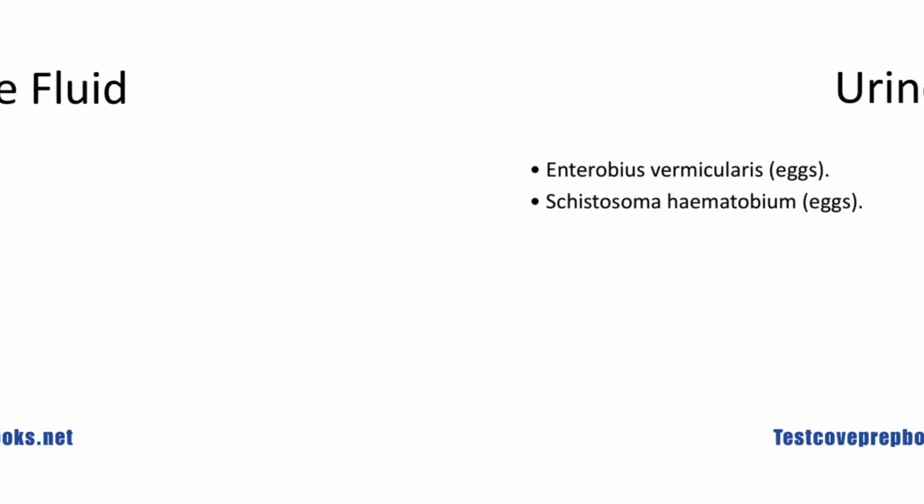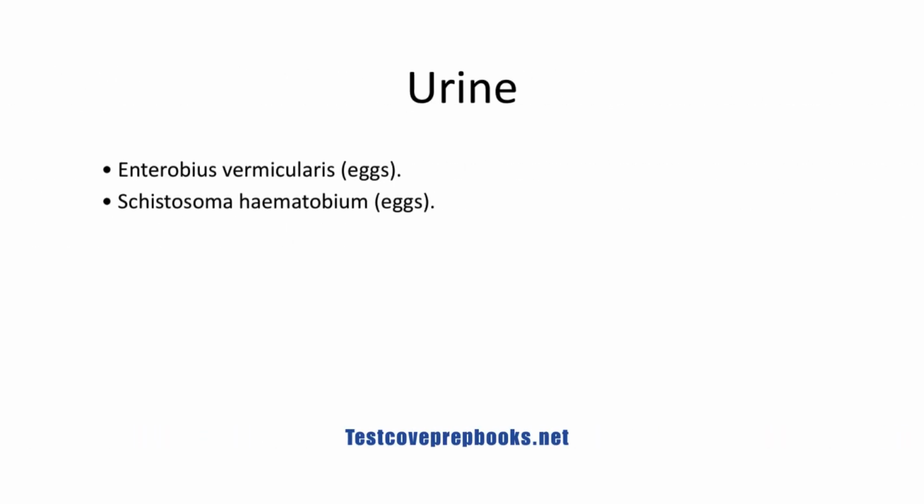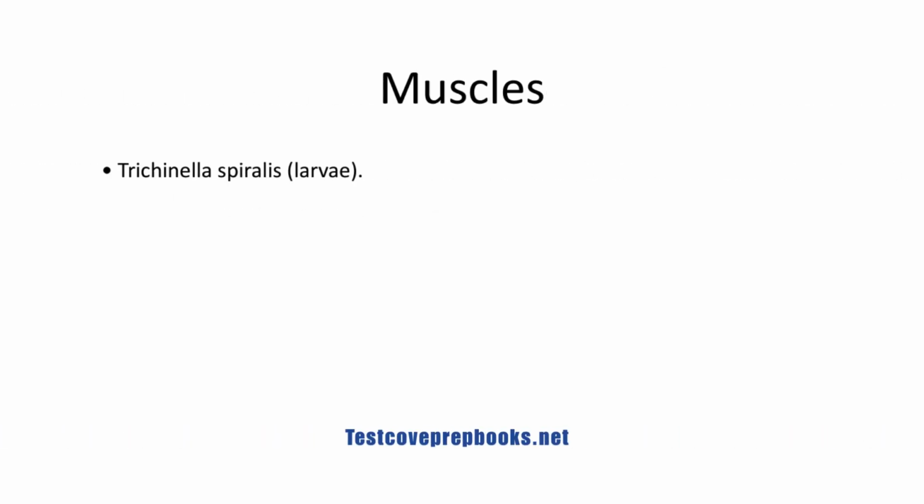In the urine, Enterobius vermicularis eggs and Schistosoma hematobium eggs can be found. Finally, in the muscles, Trichinella spiralis larvae are diagnostic. So, beyond stool exams, always consider blood, sputum, liver fluid, urine, and muscle tissue for parasite detection.